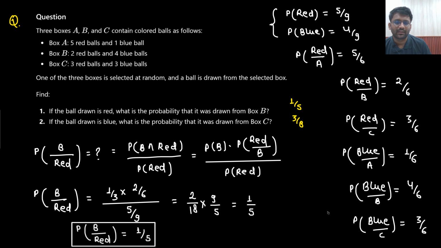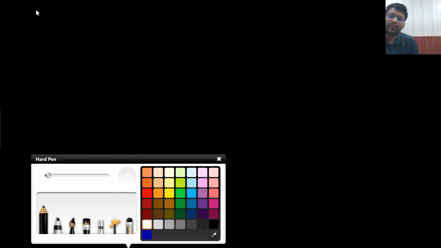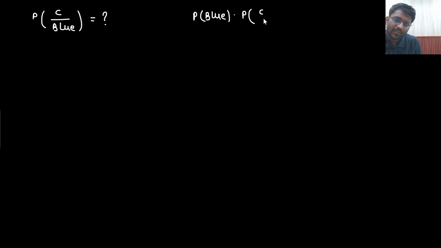Okay, the answers are written here, but one more question we are supposed to solve. Next question: if the ball drawn is blue, what is the probability that it is coming from box C? Sir, how will we find it out? So I know that the probability of getting a blue ball multiplied with the probability that it is coming from box C given that a blue ball is selected would be equal to the probability of selecting box C multiplied with the probability of getting a blue ball given that box C was selected.